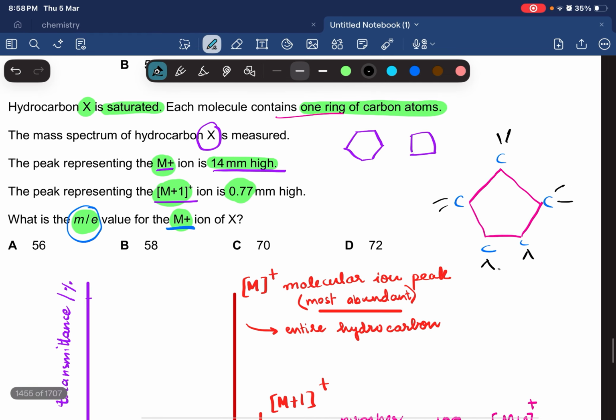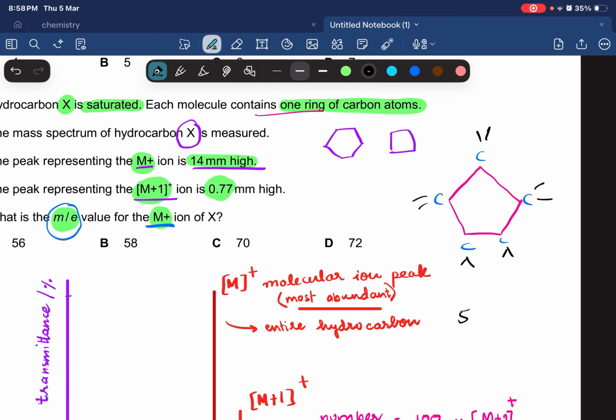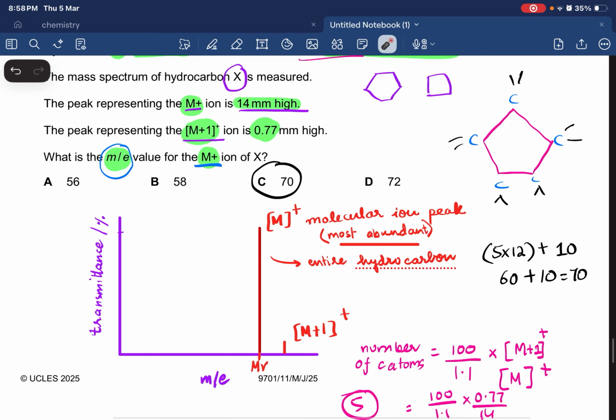Now for 5 carbon atoms, the mass is going to be 5 times 12 because for 1 carbon it's 12, plus 10 for the number of hydrogens. You can count, we have 10 hydrogens. That's going to be 60 plus 10 equals 70. So the answer is going to be 70. That's going to be the mass to charge ratio of the M plus peak. And now if they're asking about the M plus 1, then you can simply tell it's going to be 71, just one more than 70.